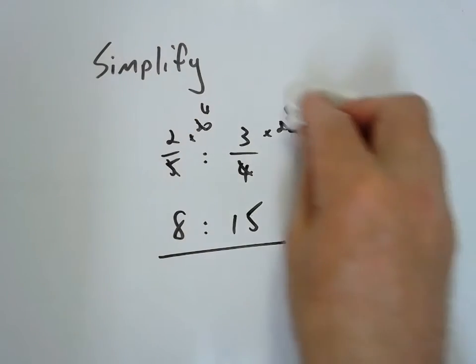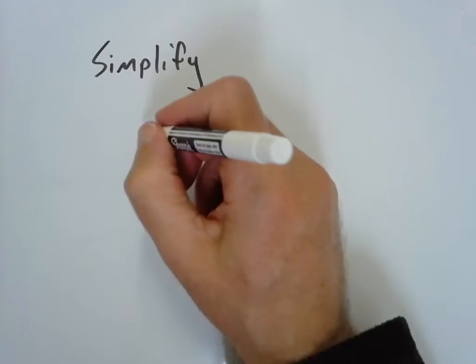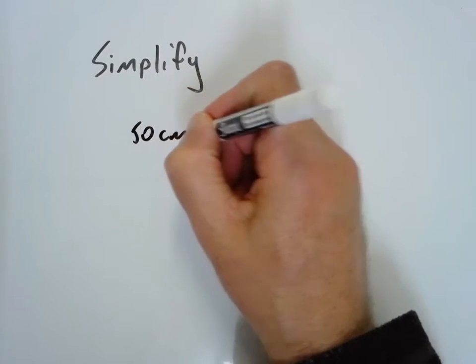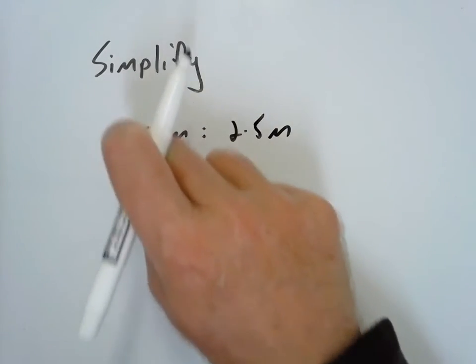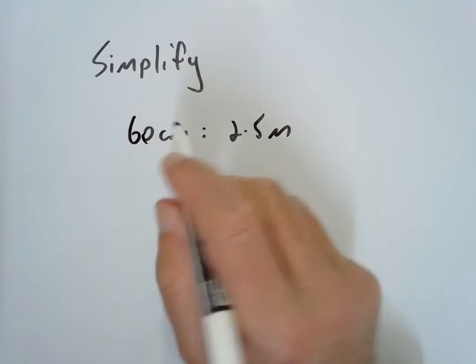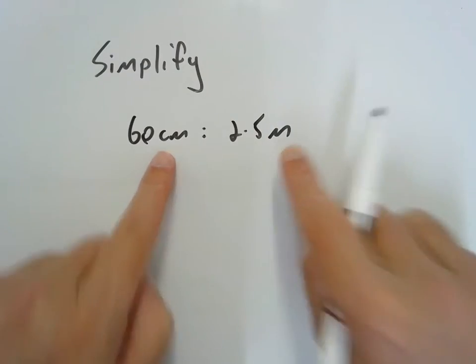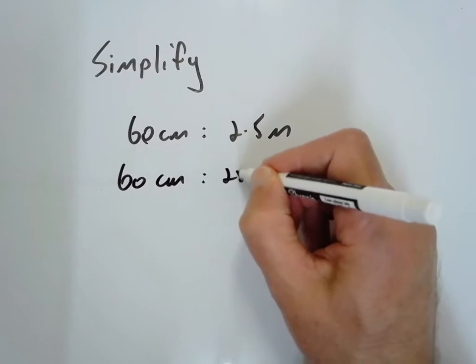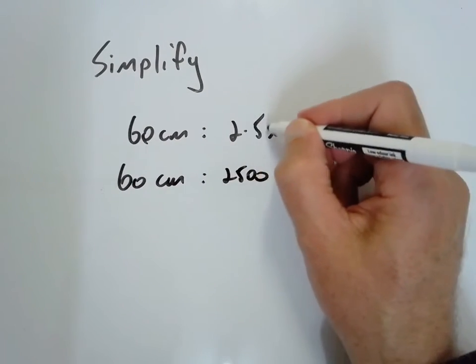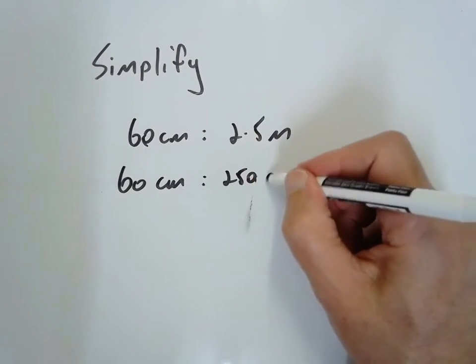One last one. Simplify. Let's not do 50. Let's do 60. Make it a bit harder. 60 centimetres is to 2.5 metres. That would make the question a bit harder. Okay, again, we've got different units. So I want to go to centimetres. There's 100 centimetres in a metre, so bunny hop twice. Easy to make a mistake, isn't it?